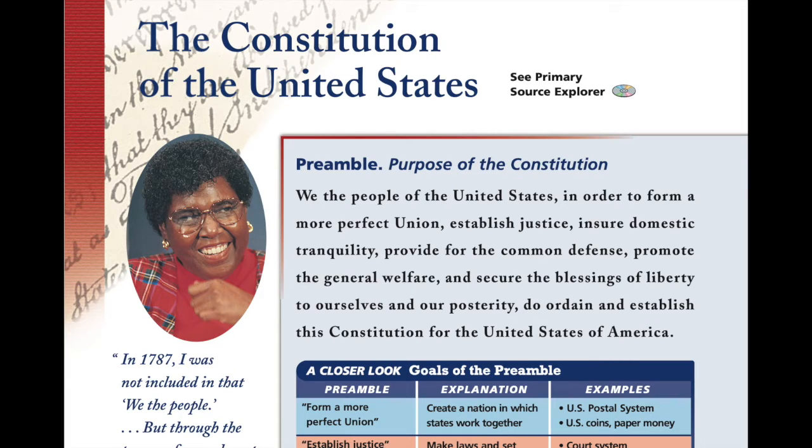The Constitution of the United States. Preamble. Purpose of the Constitution.